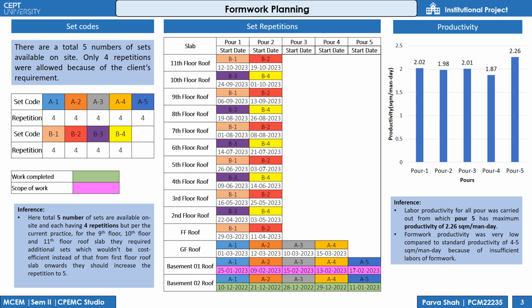This graph shows the productivity of formwork for all of the 5 floors. Average productivity is around 2.028 square meters per man day. On site, formwork productivity is low as compared to the standard productivity of 4 to 5 square meters per man day because of insufficient labor for formwork on site.